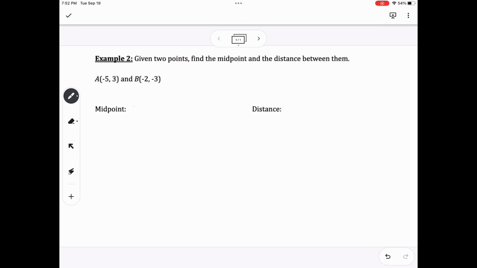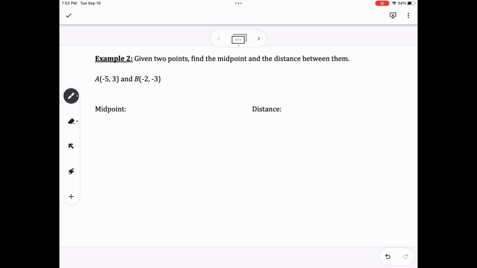Today's lesson will be over example 2, where we will use two ordered pairs to find the midpoint and the distance between them. So we have point A, which is (-5, 3), and point B, which is (-2, -3). So for the midpoint formula, let's start there.